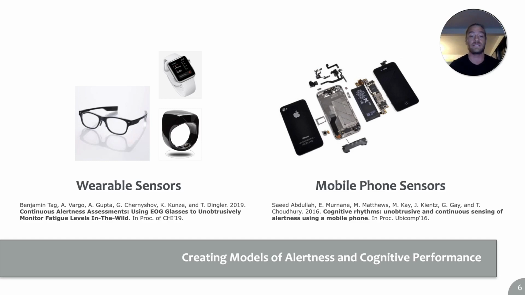Other colleagues at Cornell, Abdullah and his colleagues, used a similar task battery to correlate alertness ground truth with phone sensor data and then built models to detect alertness variations.